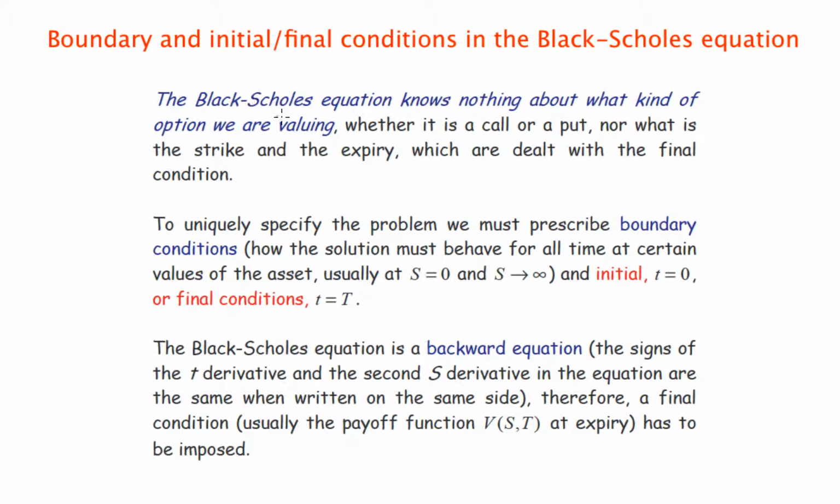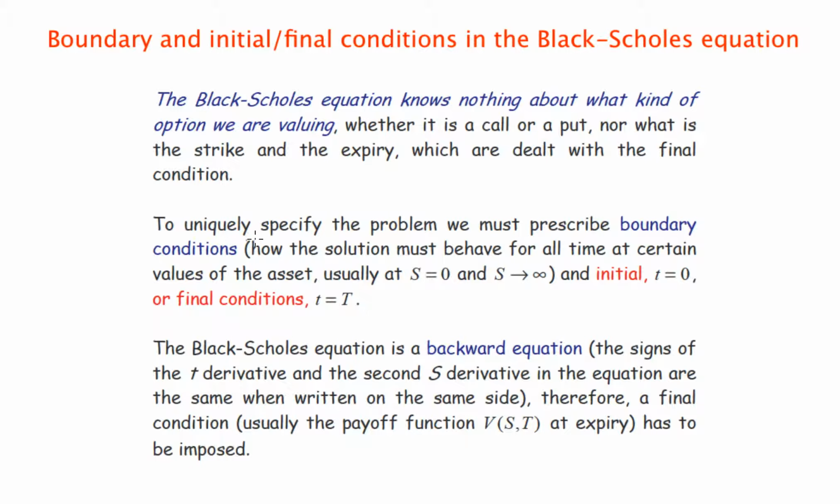The Black-Scholes equation knows nothing about what kind of option we are evaluating. There is nothing in the partial differential equation that tells you that the option we're evaluating is a call or a put or something like that. Nor what's the strike or the expiry or the time for maturity. Everything of that will be dealt with by the final condition.